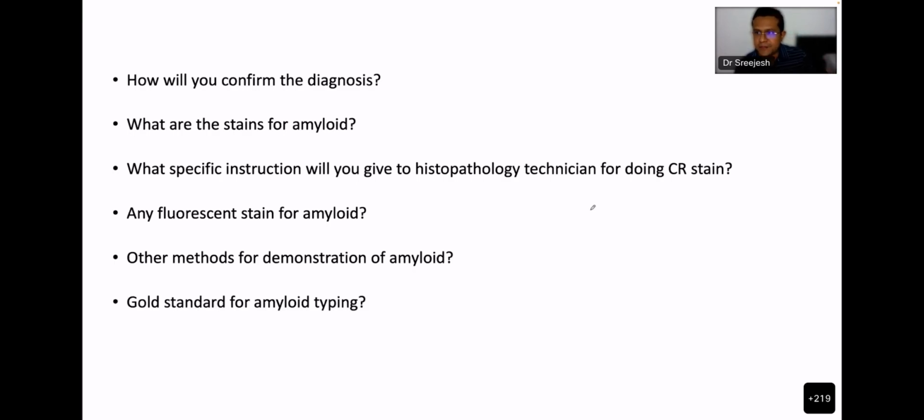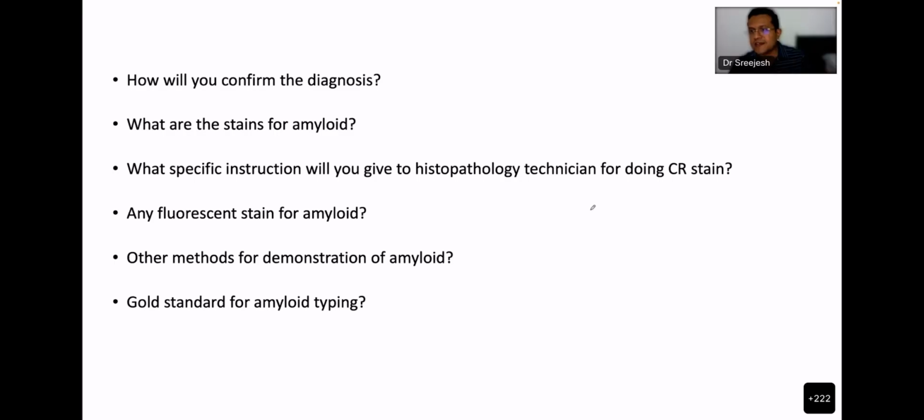And what is the gold standard for amyloid typing? Anyone, like Sharmila, Kailash, anyone can attempt. What is the gold standard for amyloid typing? There are different types of amyloid. You know that. I'm not going into details. AL amyloidosis, there are so many types of amyloidosis. So what is the gold standard for typing of amyloid? Spectrometry. You can attempt. Anyone? Spectrometry. No. So it's basically you have to.